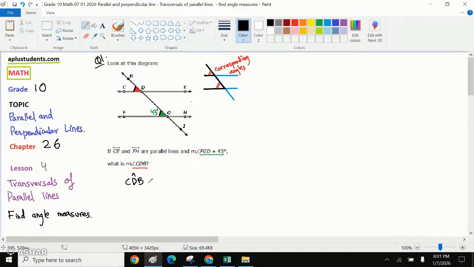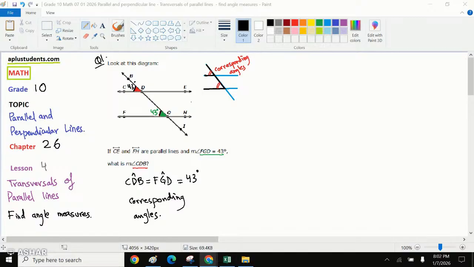So if this angle was 43, then angle CDB should be equal to FGD. The center angle is always the angle that we are referring to, and they both would be equal to 43, and we call these angles corresponding. They are corresponding angles and they are equal. Then this angle would be 43 as well. We'll keep on revising the concepts as we move on with the question. Are there any questions? Are we clear on corresponding?